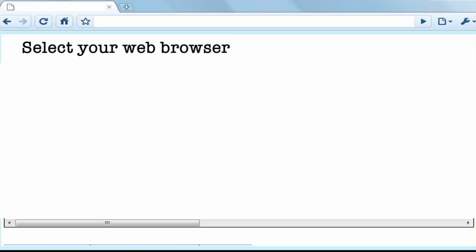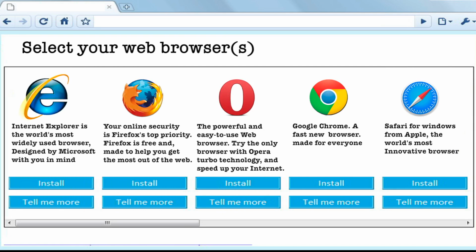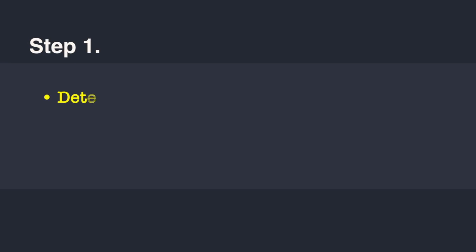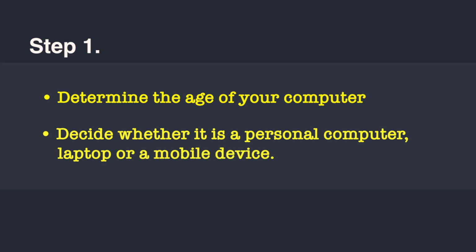So let us see how you can judge your computer and your requirement and arrive at the last few choices between browsers, so that you select that browser which actually suits your needs and requirements. The number one step is you will have to first determine the age of your computer, not in terms of when you bought it, but in terms of its hardware and software capabilities. You will also have to decide whether it is your personal computer, your laptop, or a mobile device like a smartphone or tablet.